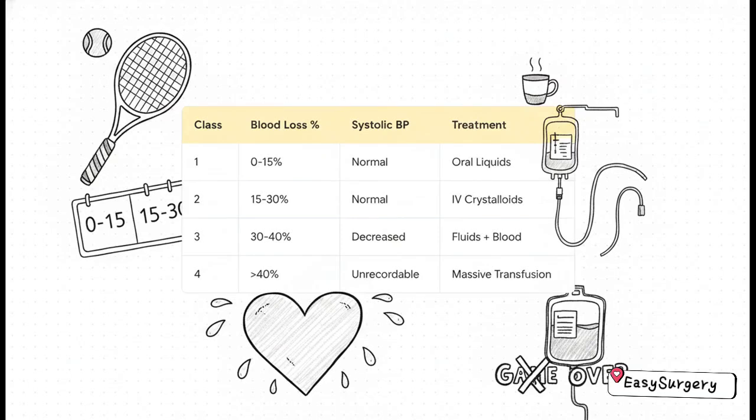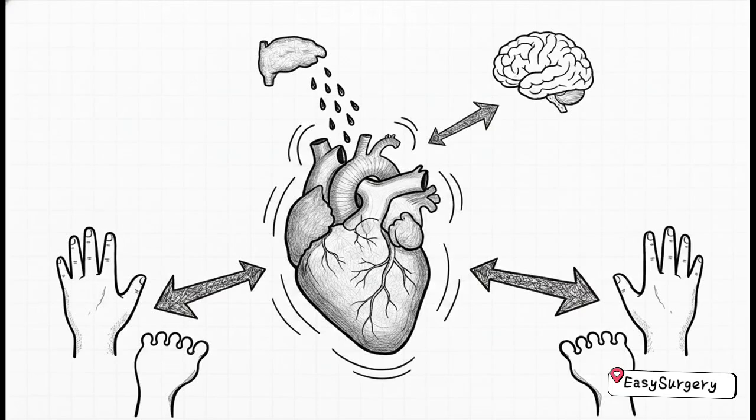Notice how the treatment scales aggressively here? We go from simple oral liquids for a Class 1 bleed, which is essentially like donating blood, all the way up to massive, life-saving transfusions for Class 4. Definitely flag this one for your exams and everyday clinical practice.